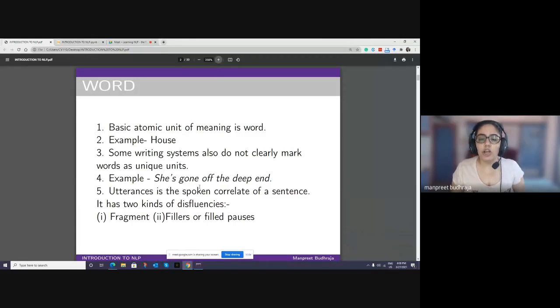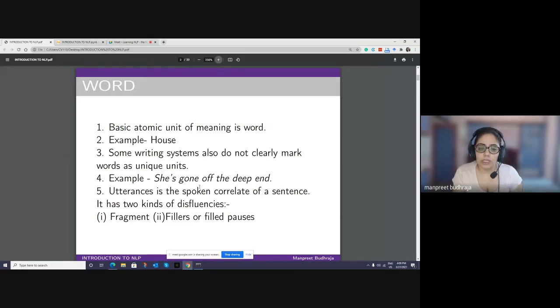So she's gone off the deep end. Okay, so she's gone off the deep end means that she is very afraid, but deep end might mean something else. Now, speech to text is also a type of NLP because you're converting speech into text and then pre-processing it.